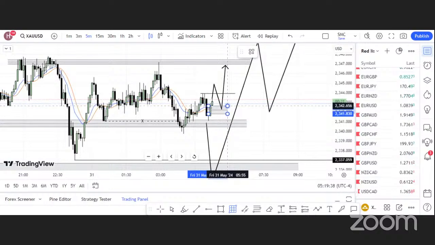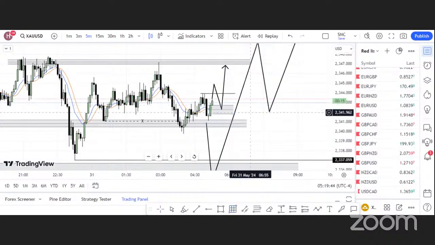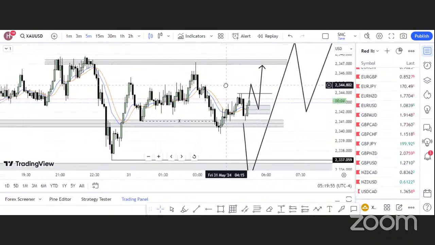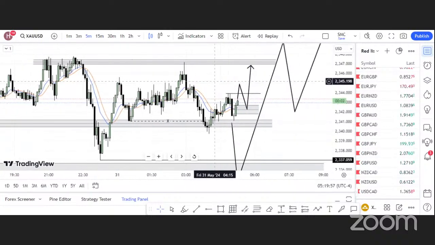So when the market gets into the 50% of the fair value gap, the bulls will now have the boost to buy to the upside. All right. So this is the analysis on the lower time frame, the 5 minute time frame to be precise.